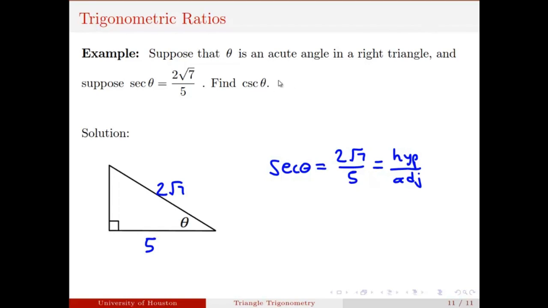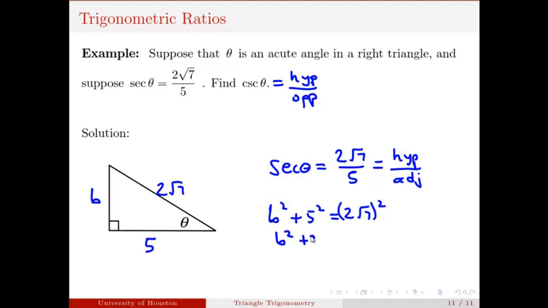Since the cosecant of theta is hypotenuse over opposite, and the opposite side of theta is unknown, we'll have to solve for it. We'll label it b, and we get b squared plus 5 squared is 2 square root of 7 squared. Simplifying, we get b squared plus 25 is equal to 28, which means that b squared is equal to 3, which means that b is equal to the square root of 3.